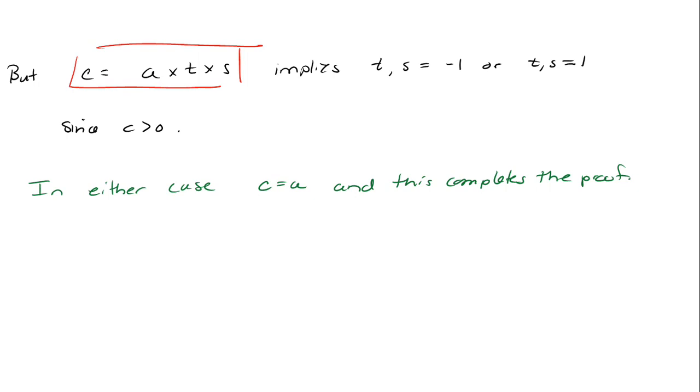And that, I was supposed to show the greatest common divisor was A. I'm done. The greatest common divisor is A. I've reached where I'm supposed to reach.